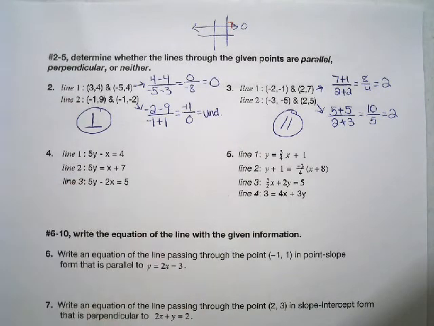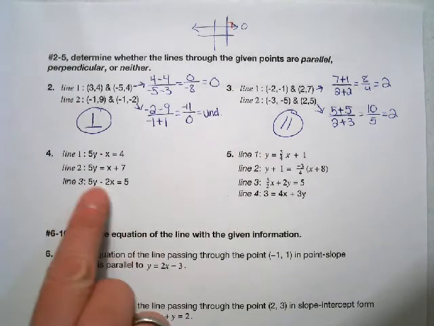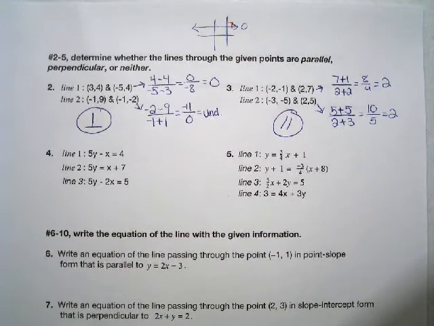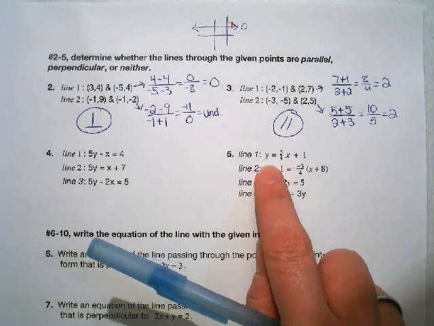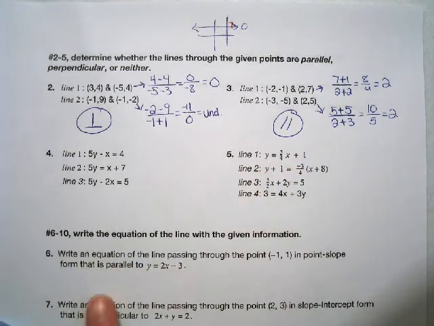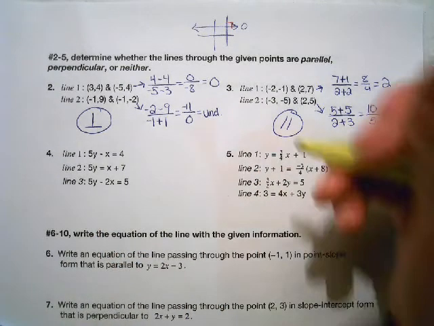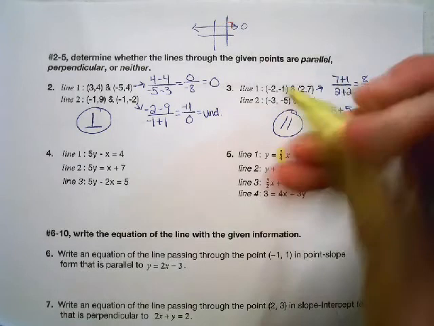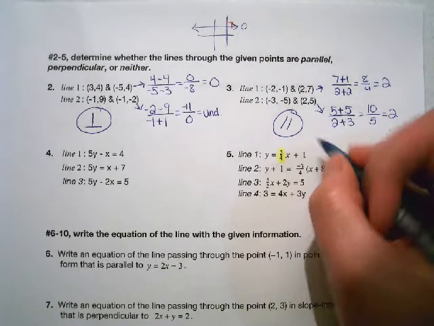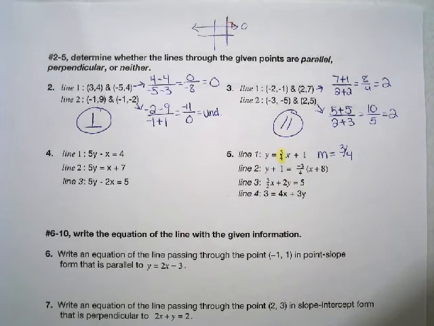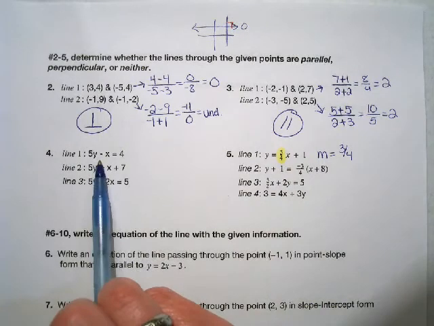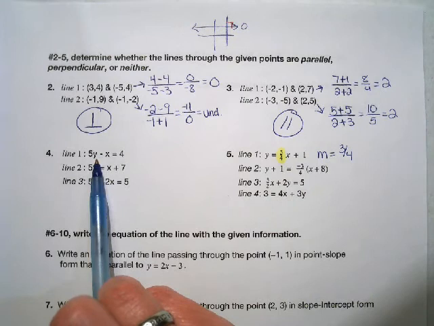If you notice on both of these, they look very similar, line 1, and so on. But notice they're giving you the equation, so you have to know how to pull the slope out of these. Let me jump to number 5, line 1. This is in slope intercept. In slope intercept, the slope is right in front of the x. So my slope would just be 3/4. That's a pretty easy one to pull the slope from.